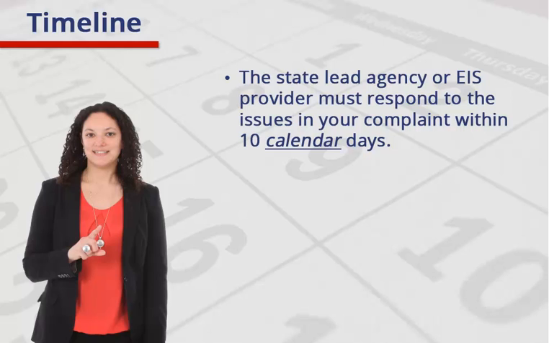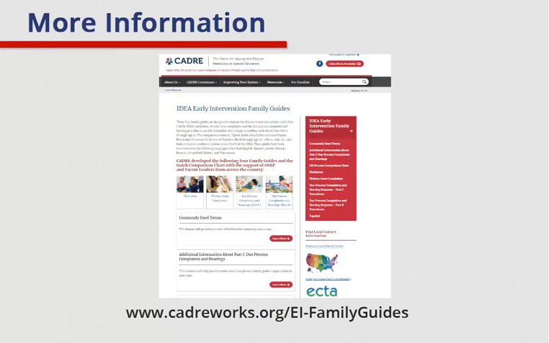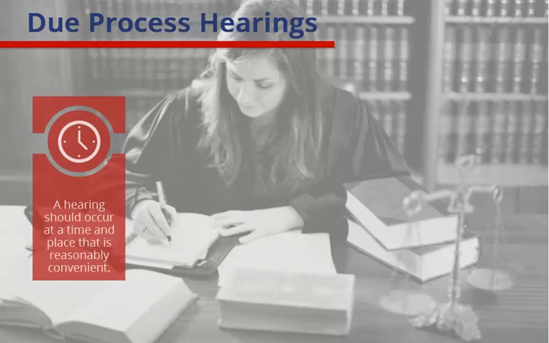In addition, when the parent files a due process complaint, the state lead agency must schedule a resolution meeting to occur within 15 calendar days of receiving a parent's due process complaint, unless both sides agree in writing not to have a resolution meeting, or to use mediation instead. For more information about resolution meetings and mediation, view the family guides and companion videos on Cadre's website, www.cadreworks.org/EI-FamilyGuides.